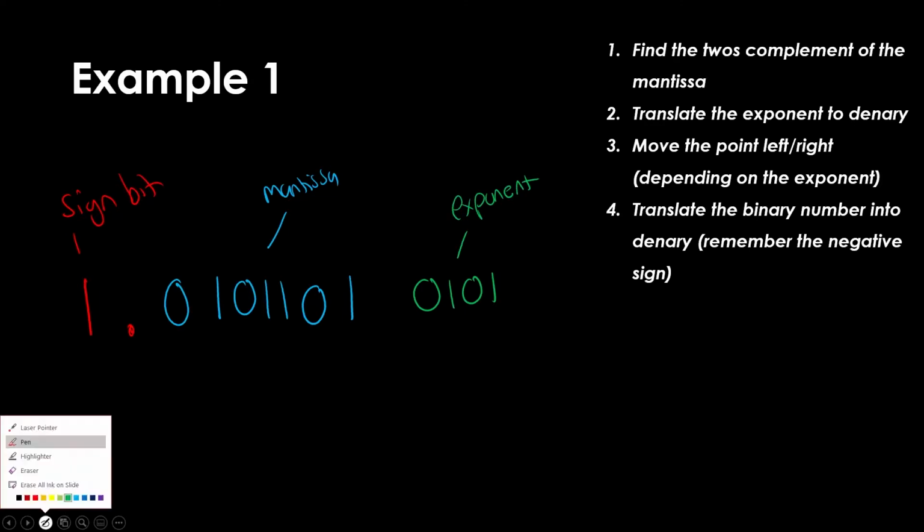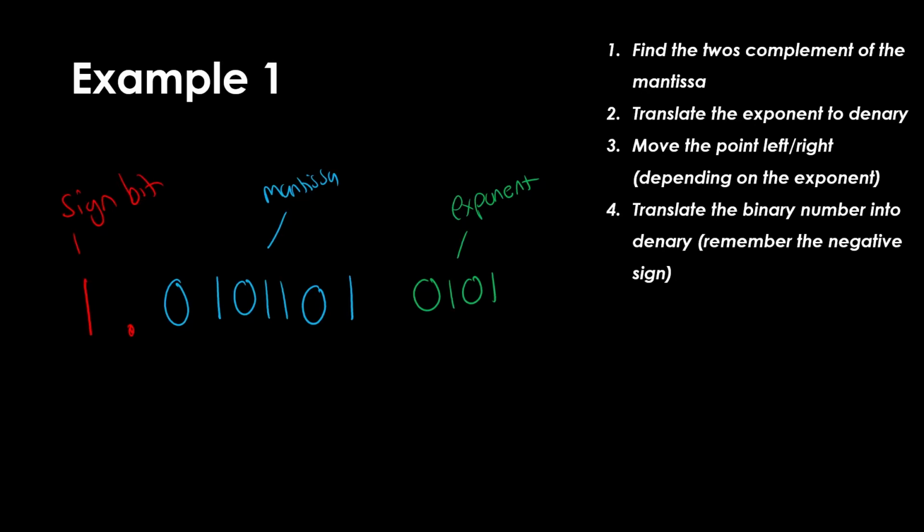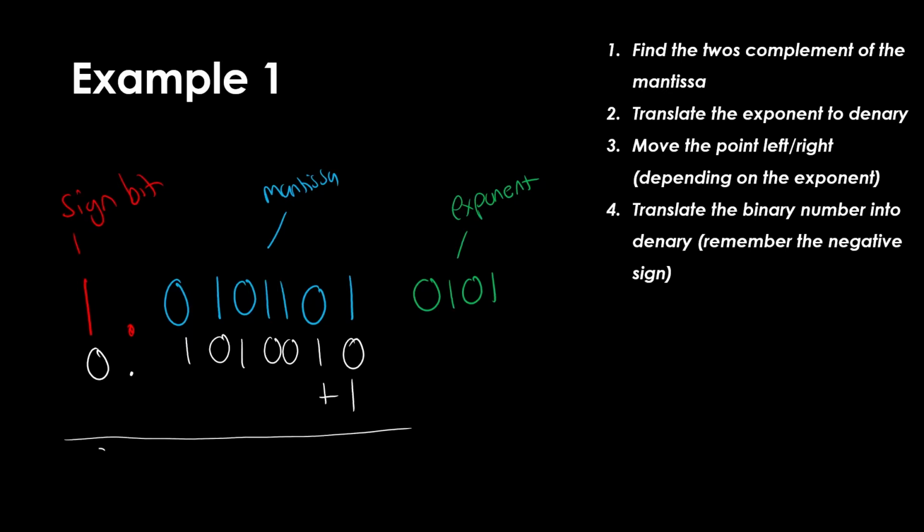Right, to find the 2's complement of the mantissa, we need to flip all the digits and then add 1. So it's going to be 1 0 1 0 0 1 0. Add 1, and that will give us, of course, 0.1010011. This is our 2's complement of the original number. So we've done step 1.